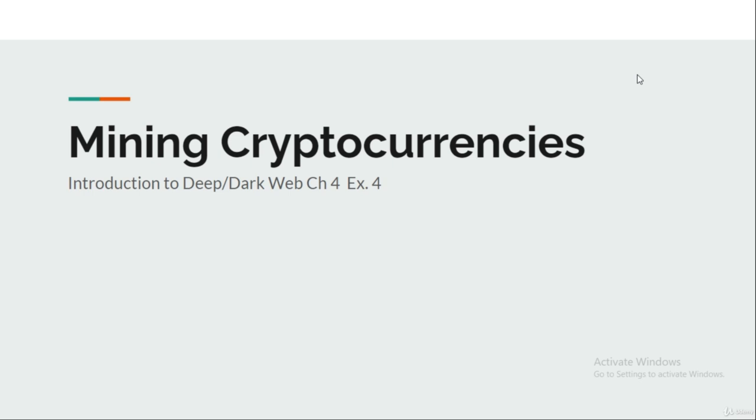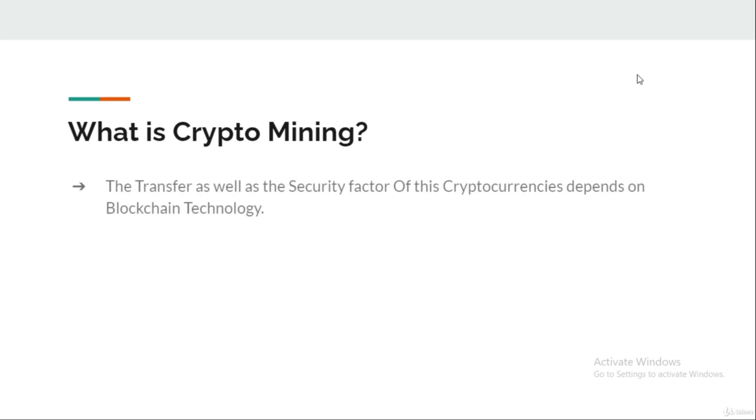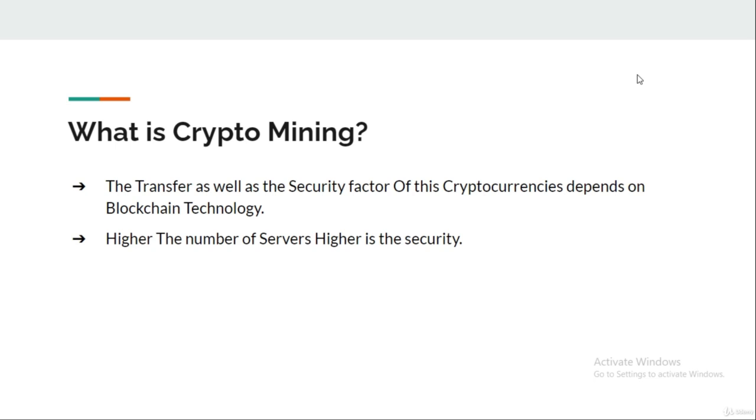So, what exactly is crypto mining? Let's see. We know that all the transfer and security of cryptocurrencies depends on blockchain technology. And in blockchain technology, there are a couple of servers in a network through which cryptocurrencies are transferred. For a detailed description of blockchain technology, you can revisit the How Tor Works lecture, which we discussed previously. And we know that the higher the number of servers, the higher the security of these transfers. And these servers are set up by cryptocurrency miners.